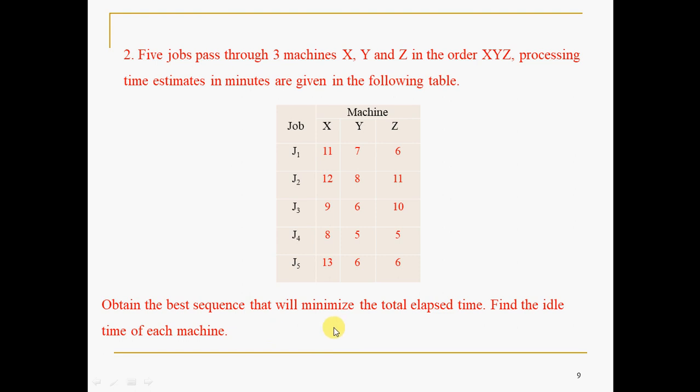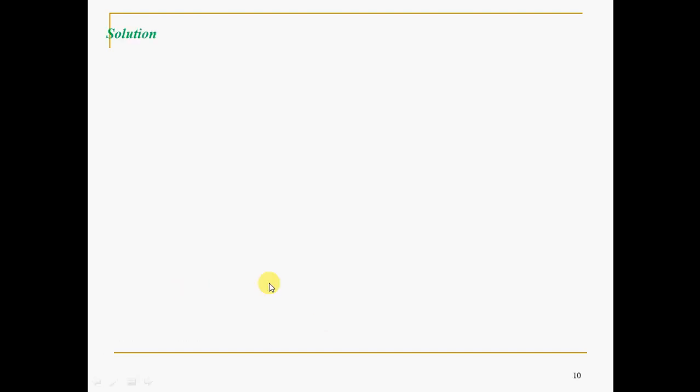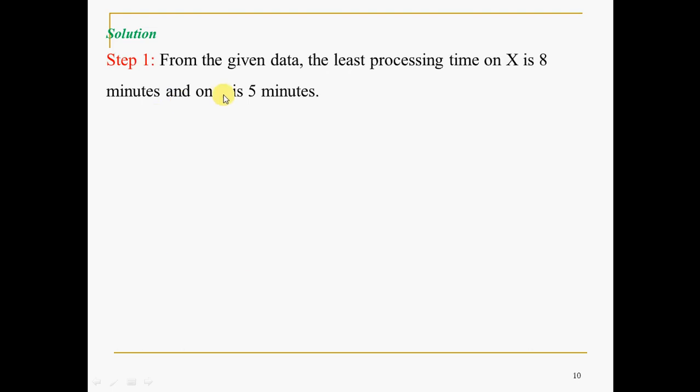So what is extra here is that the previous problem was restricted only to finding the optimal sequence. Here, after obtaining the optimal sequence, you have to find the elapsed time and idle time estimates of the machines. Now let us come to the solution part. Step 1: from the given data, the least processing time is on X, that is 8 minutes.